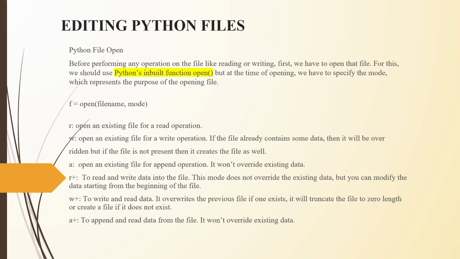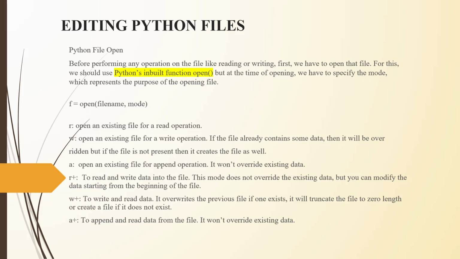Opening files in Python. In Python, before you can perform any operations on a file, such as reading from or writing to it, you need to open the file first. This is done using Python's built-in open() function. When you use open(), you need to specify the file's mode, which determines what you can do with the file.